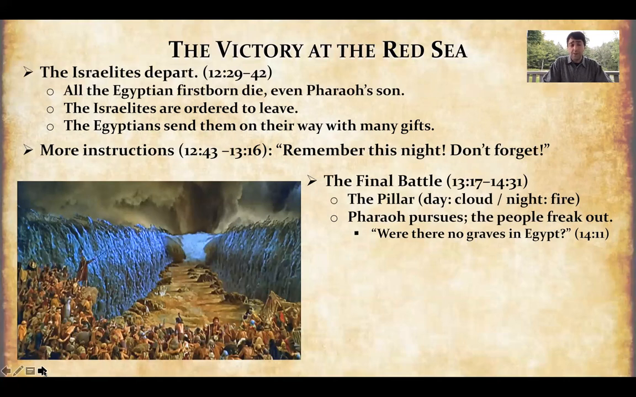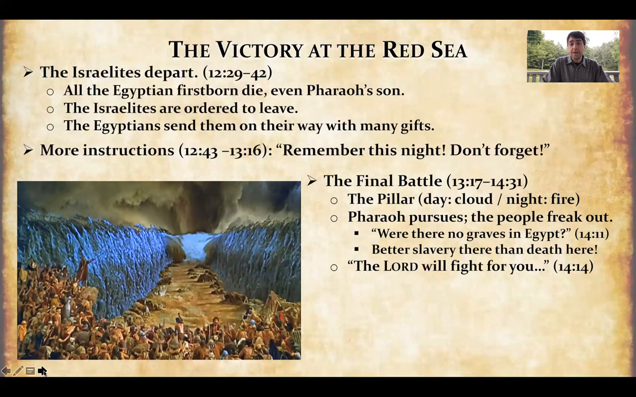It wasn't worth going all this way. We could have died in Egypt. Why are we out here to die? Better to live and be slaves than to meet our premature death right here at the edge of the Red Sea. So they were not happy, and they were regretting following Moses at that point.